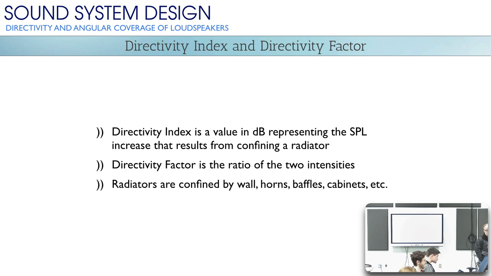Whereas if you had a directivity factor of 4, that would be a directivity index of 6. You're getting the idea. Every time you double the factor, the index goes up by 3 dB.